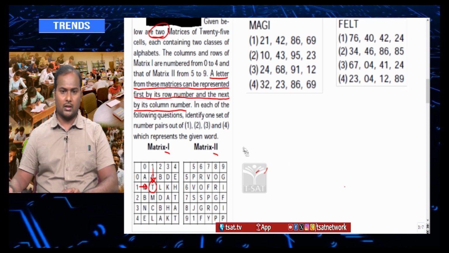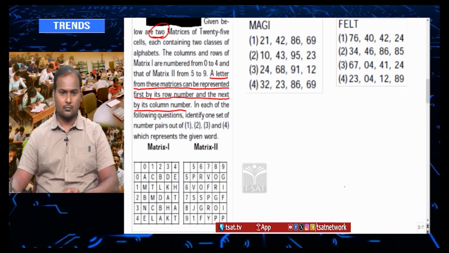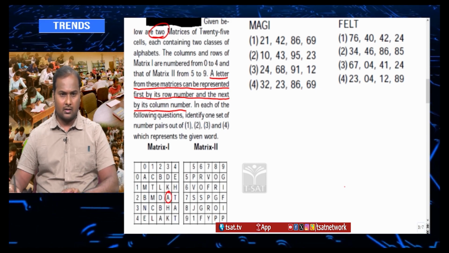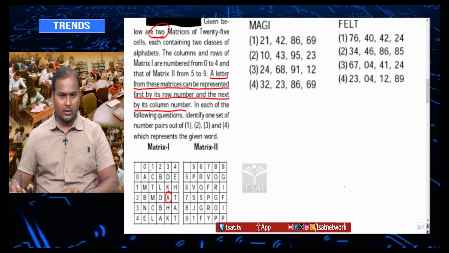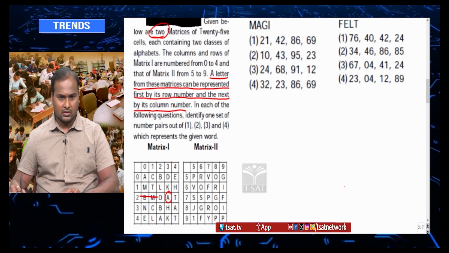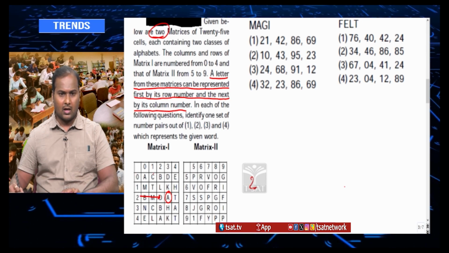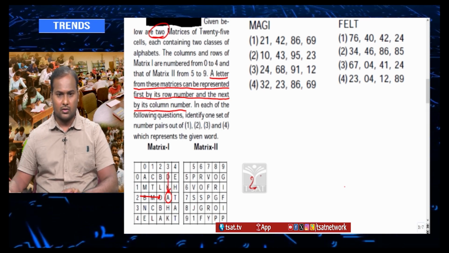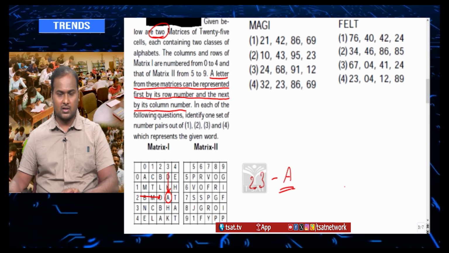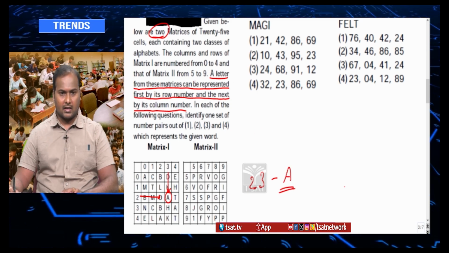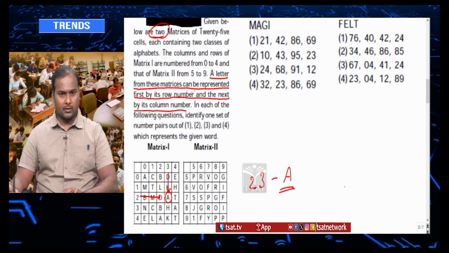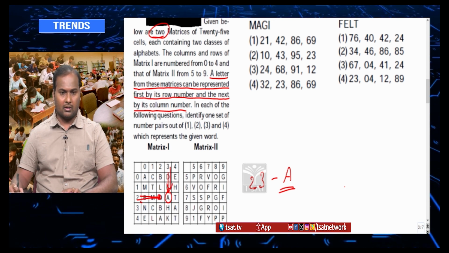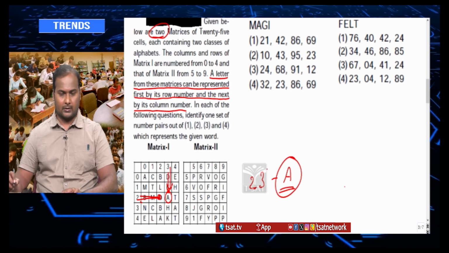Or you take any other letter. In this case, you take letter A. This letter A is represented first by its row number. See here, this is the row number. What is the row number here? 2. And next, this particular letter is also represented by column number. What is the column number here? 3. So 2, 3 represents A. That's what it is saying. A letter from these matrices can be represented first by its row number and next by its column number. So first row number and then column number, you will get the position of the letter.